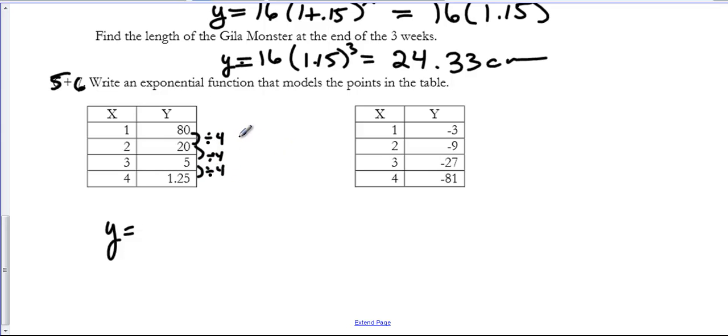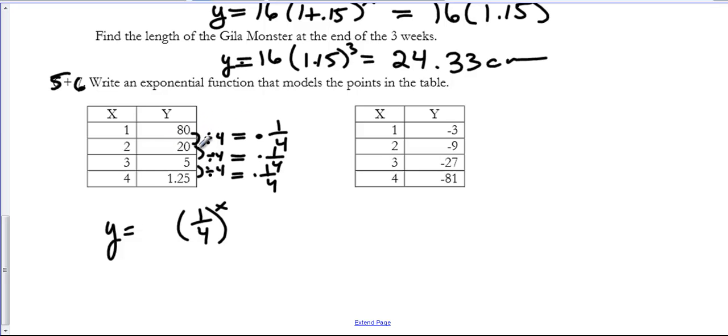Keep in mind we don't actually use division, so what we're going to say instead is that we're multiplying by 1/4. That is our actual factor. Our decay factor is 1/4. Now, the initial value is when x is 0. We actually don't have that, so we're going to have to work backwards to get that answer. When we work backwards, we're doing the opposite of what's being done.